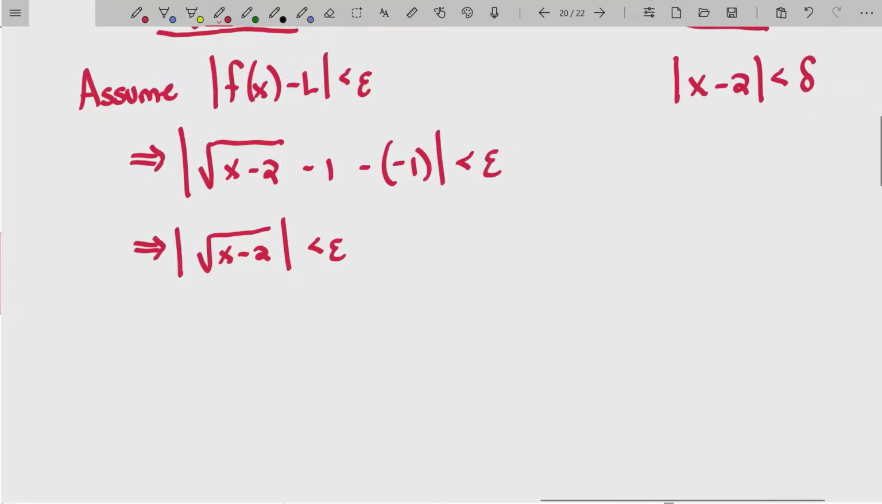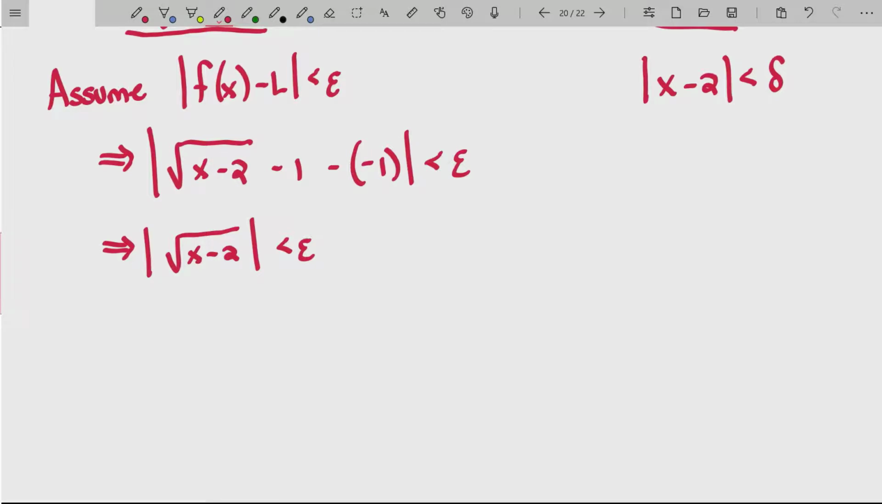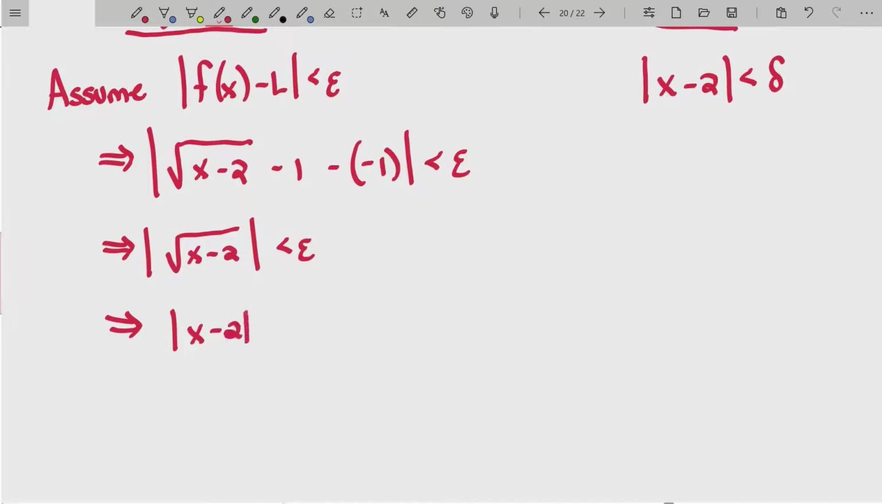Remember what I want. I want to get the absolute value of x minus 2. So I'm going to square both sides. Here I go. Absolute value of x minus 2 is less than epsilon squared. I just squared both sides here.